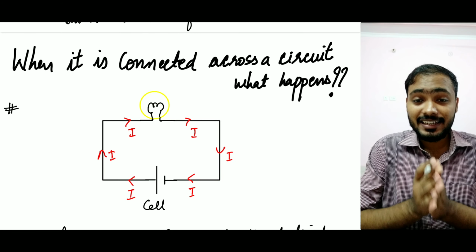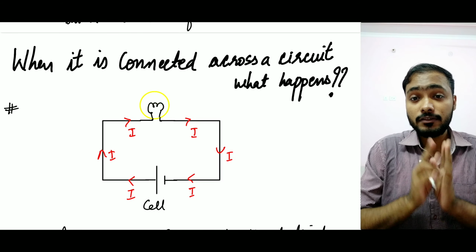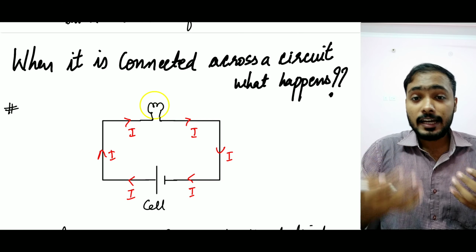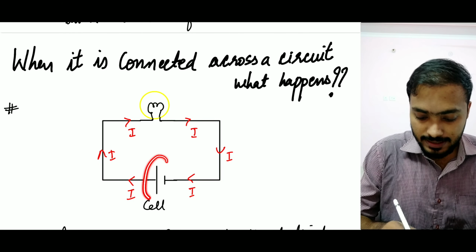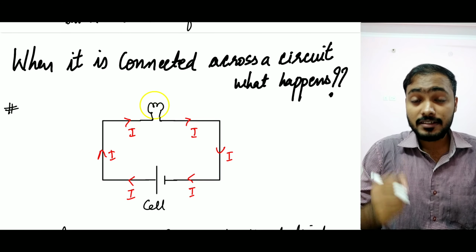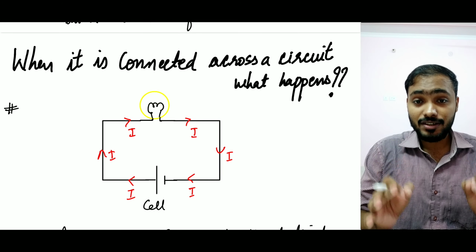You have to understand. Now I will discuss here 2 very important functions of a cell which will clear your confusion around the cell. Cell does not generate electrons. Now this is something which you have to understand. Cell does not generate electrons.